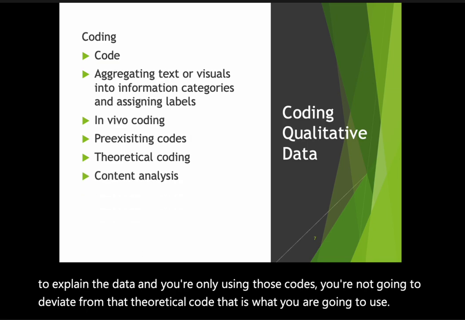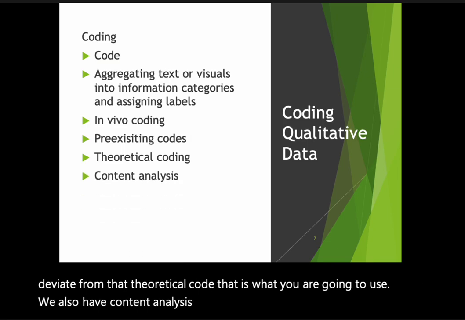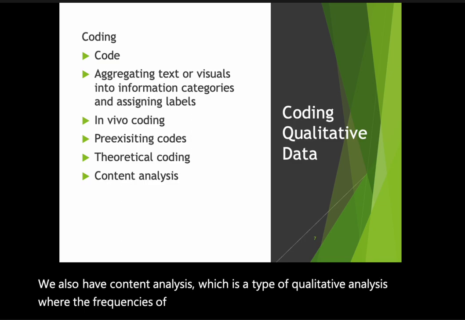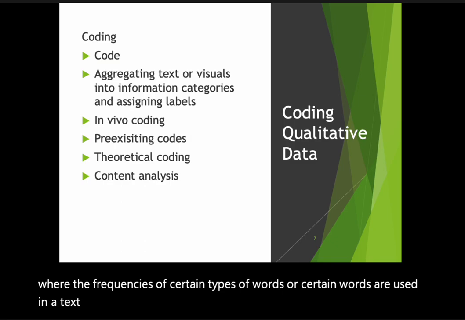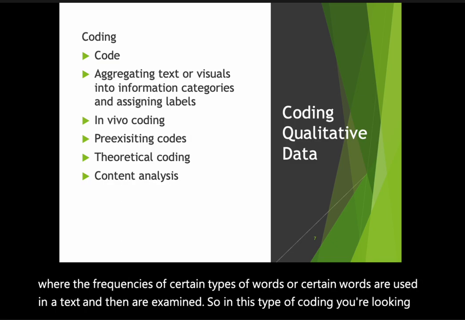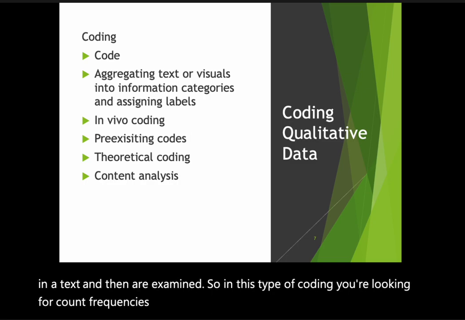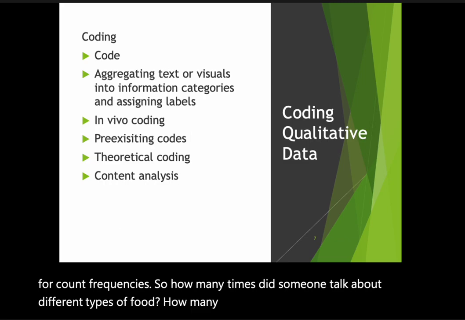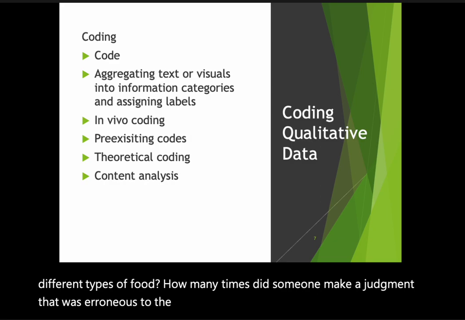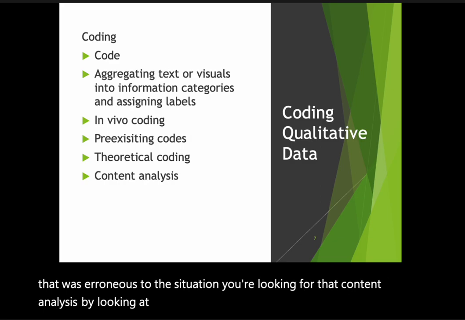We also have content analysis, which is a type of qualitative analysis where the frequencies of certain types of words or certain words are used in a text and then are examined. So in this type of coding, you're looking for count frequencies. So how many times did someone talk about different types of food? How many times did someone make a judgment that was erroneous to the situation? You're looking for that content analysis by looking at frequencies.